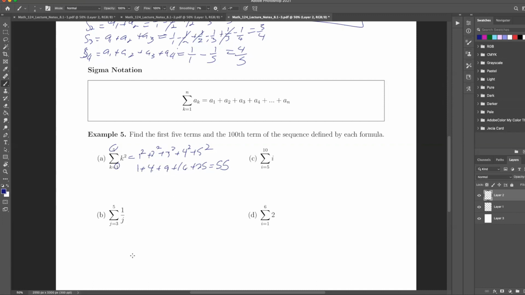Okay. Here, we're going to start at 3. We're going to end at 5, and it's just 1 over j. So this is equal to 1 over 3, because we have j equal to 3. Then j equal to 4, so 1 over 4. And then j equal to 5, so plus 1 over 5, and that's where we end. A third plus a fourth plus a fifth is 47/60. Just crunch it in a calculator.